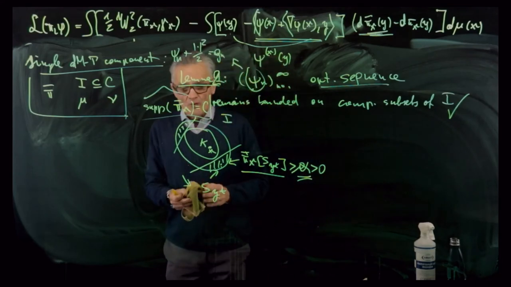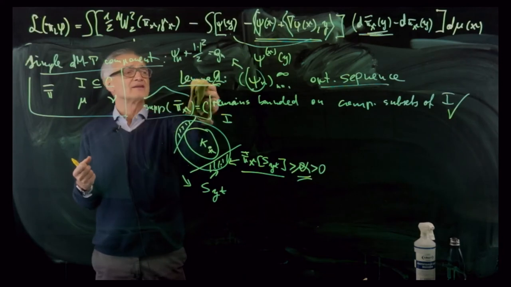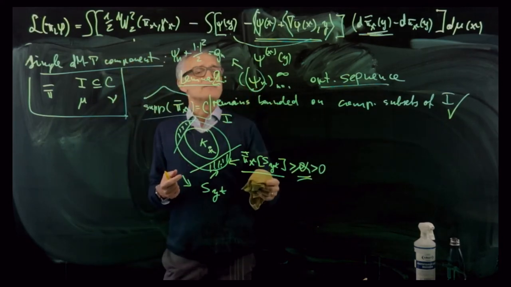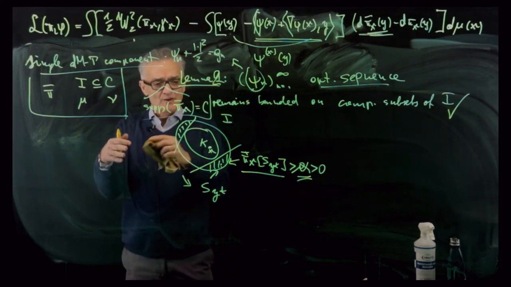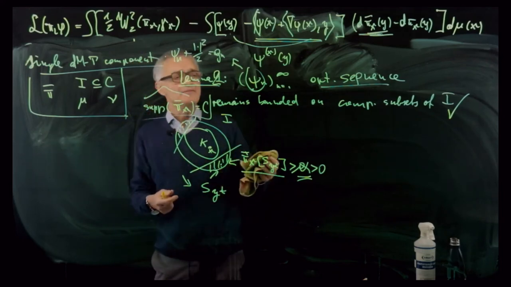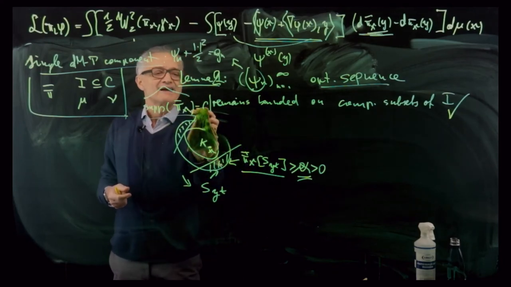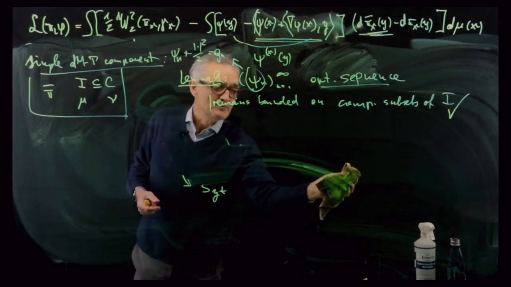So we are already quite far, because now we have, for an abstract optimizing sequence, first of all, convexity. This was the crucial lemma from last time. And now we also have boundedness on compact sets. Now, how do we proceed?